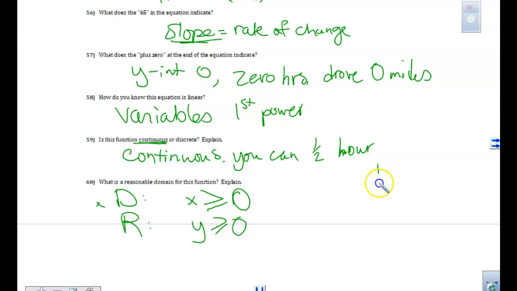Because we're thinking of this, right? This is going like this. This is my hours, and this was my miles, right? It can't be negative, so everything's greater or equal to 0 is what we're looking for, right?